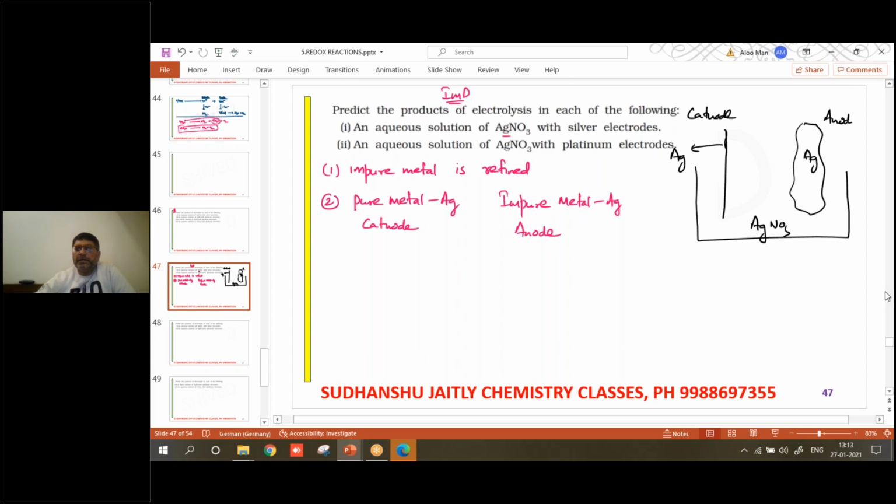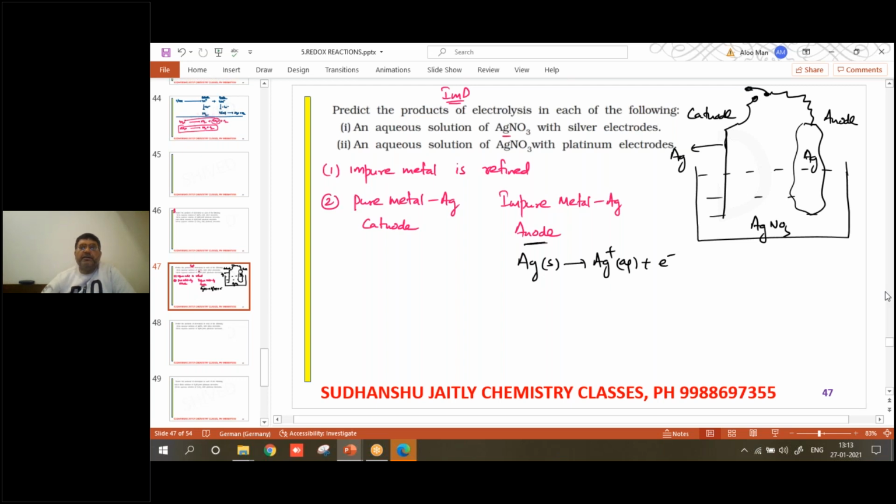कैथोड और ये क्या है? एनोड. And we are putting the battery to this, और energy इसको हम दे रहे हैं. This is the rough sketch. Do you understand? Here anode पे silver will be oxidized. ऐसा ही होता है, right?